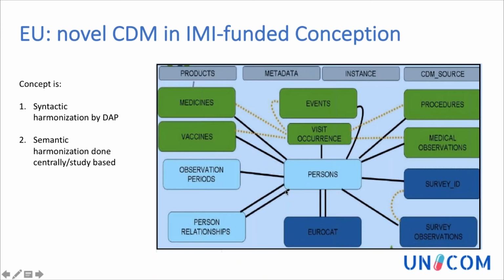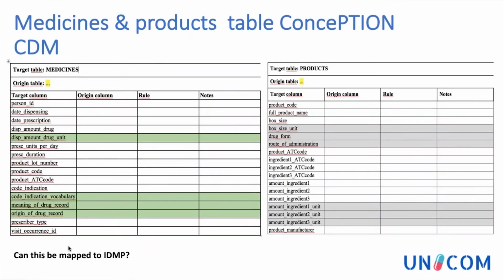So now within this common data model, you have a persons table with observation periods, person relationships, mother, father, child, ability to have primary data collection linked, survey observations, medical observations, visit occurrence, events, procedures, and then most importantly here, a vaccines table, a medicines table, and a products table that can actually have details about the different products. And then there is metadata, the instance, and the source of the common data model. I'm just going to look further with you at the medicine and products table that is currently defined, and we're still working to finalize this.